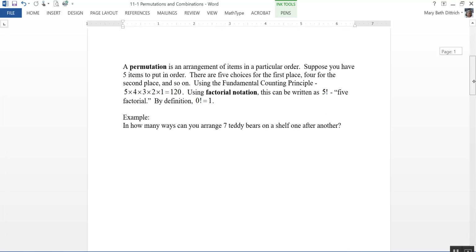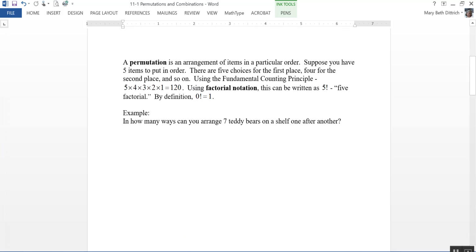Now, a permutation is an arrangement of items in a particular order. Suppose you have 5 items that you need to put in order. You have 5 choices for the first spot, 4 choices for the second spot, and so on. So using the fundamental counting principle, that would come out to be 5 times 4 times 3 times 2 times 1, which is 120 ways to arrange those 5 items. Using factorial notation, we write this as 5 exclamation point, and we read it as 5 factorial. And just one little side note, by definition, 0 factorial is equal to 1.